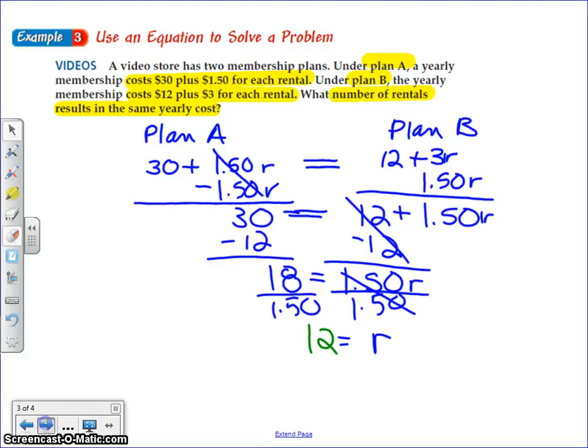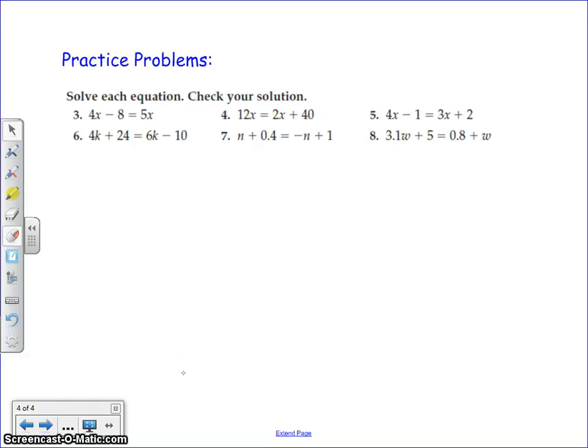Okay. All right. Here are your practice problems for today. You have 6 problems. Solve each equation. Check your solution. Take your time. Do this neatly on graph paper. So show all your steps. Do not skip writing down any of the steps that you have to do. The neater and slower you do the work, the fewer careless errors you will have.